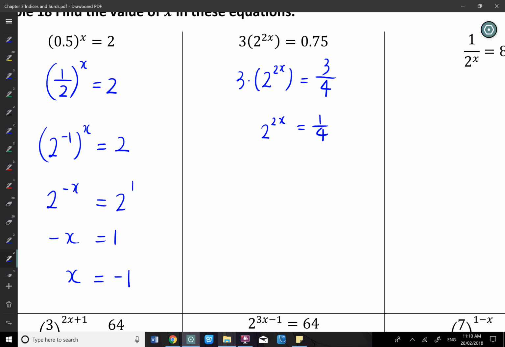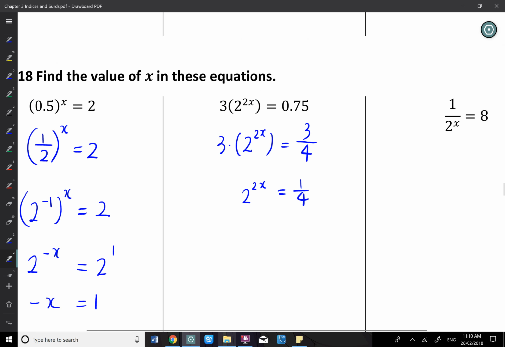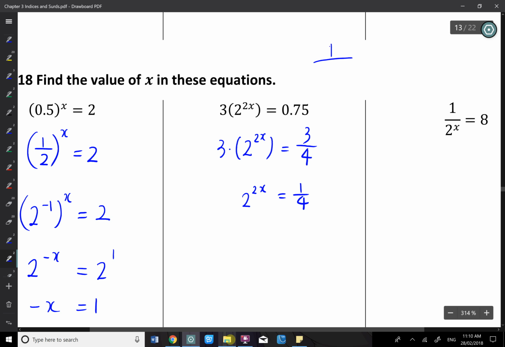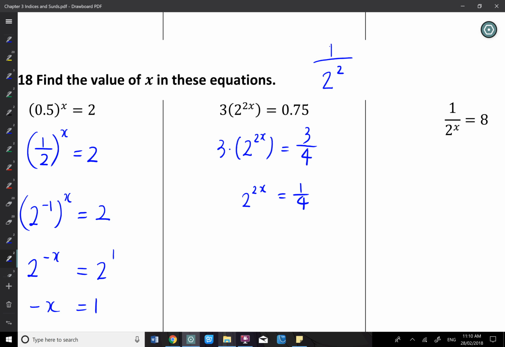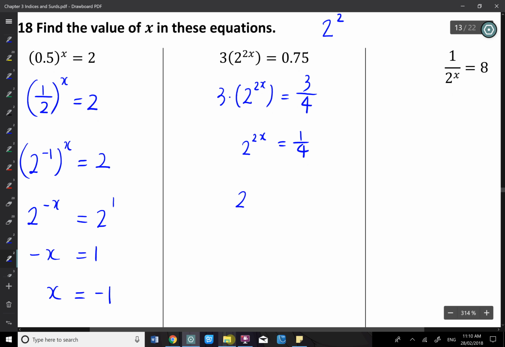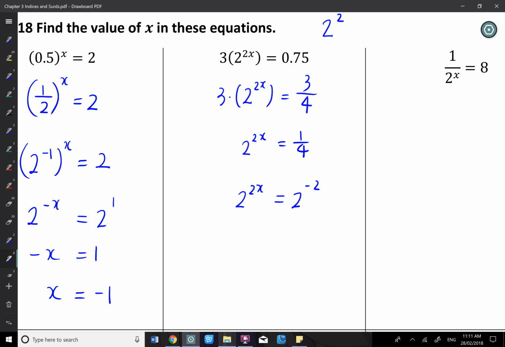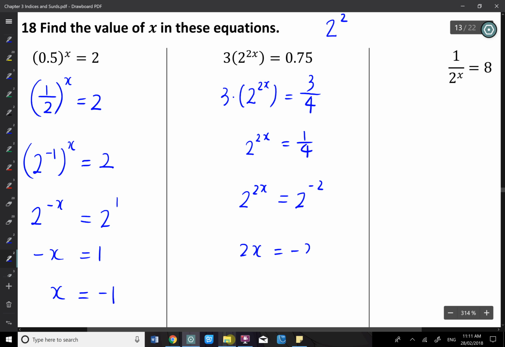Well, a quarter equals 2 to the power of what? Negative 2. Yeah. You can also see a quarter is 1 over 2 to the power of 2, because it's the reciprocal. The power becomes negative, so it's 2 to the power of negative 2. So 2 to the power of 2x equals 2 to the power of negative 2. So 2x equals negative 2, and x will be negative 1.